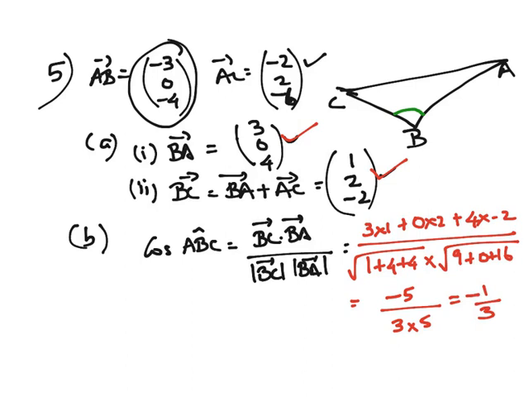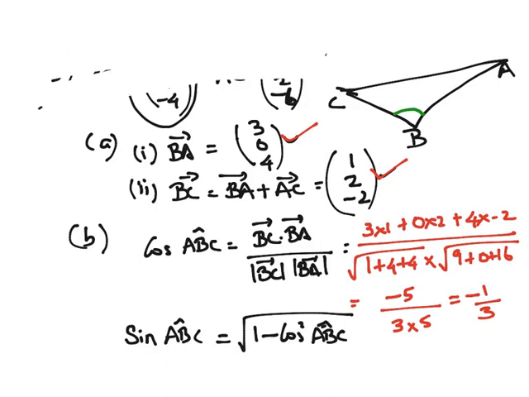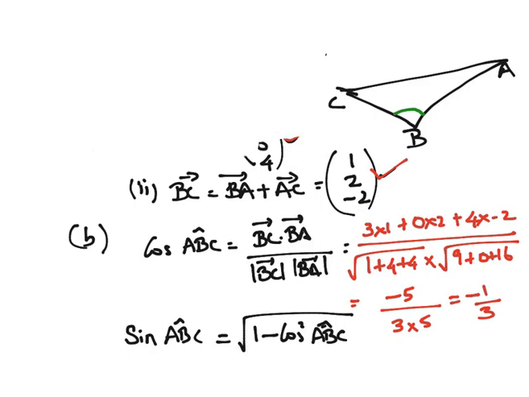Now the next question is find sine ABC. We know that sine of ABC is the square root of 1 minus cos square of ABC. Now you may wonder, how did I get it? Let me explain it to you. Let me erase this part, and maybe this also.